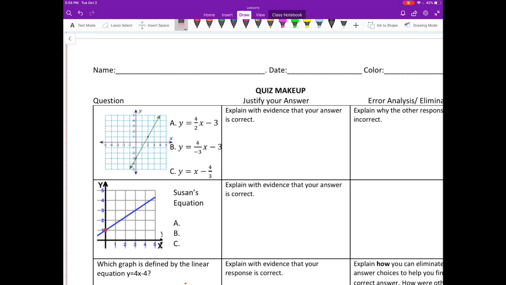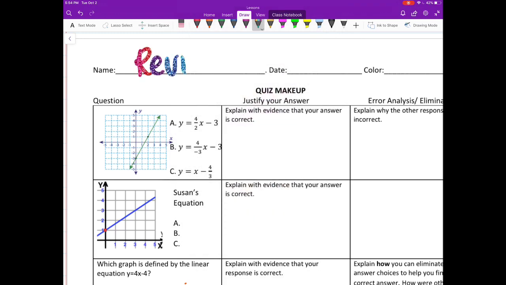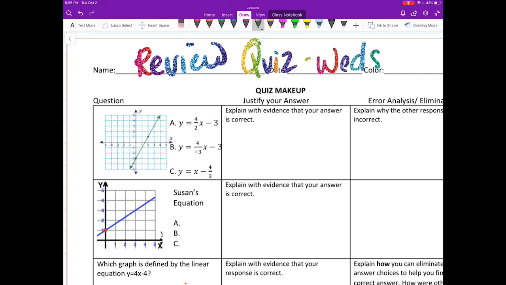So, again, this is your review for tomorrow's quiz, okay? This is a review for Wednesday's quiz. All right, review for Wednesday's quiz.